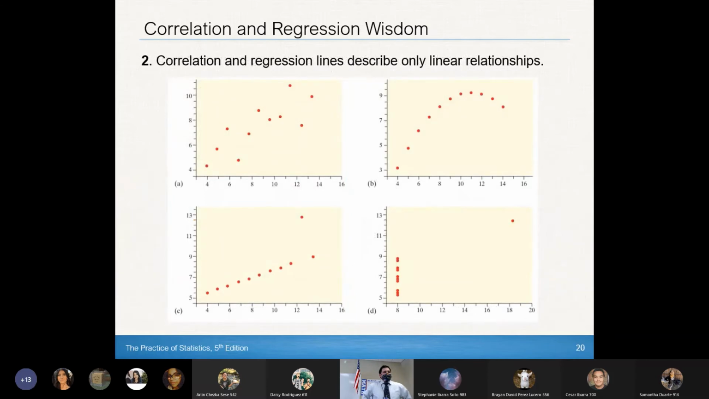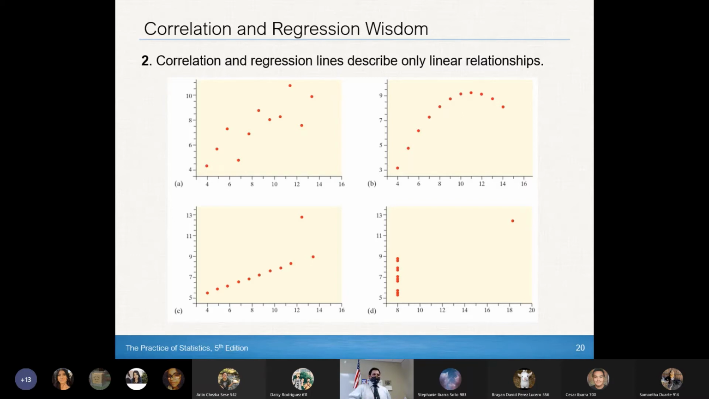Now, the second thing here: correlation and regression lines describe only linear relationships. We can see we have 4 different graphs here representing 4 different sets of data. Some of these are obviously not linear. So I want to do a quick poll of the class here. For these 4 scatter plots, which one do you think has the highest correlation? Which one has the largest value of r?